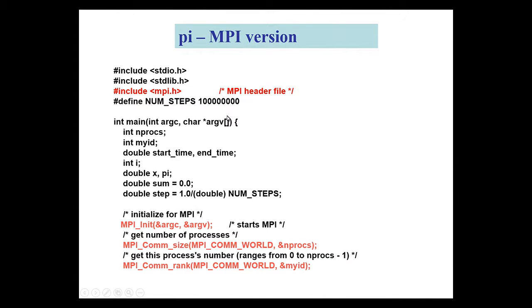So the pi code, the simple code, looks something like this. You have the number of steps, or basically the number of bins you want to calculate, and then you have a few variables to define. For example, you have your myID, and each MPI process will have an ID, ranging from 0 to the number of processors, the number of CPUs you use minus 1, and you will want to know how many there are in total.